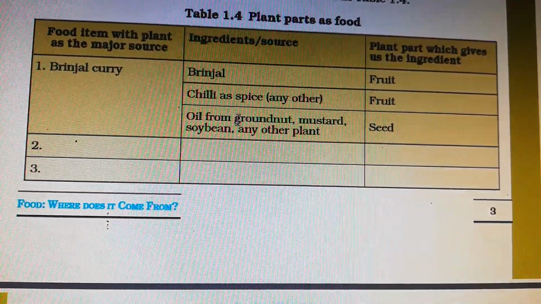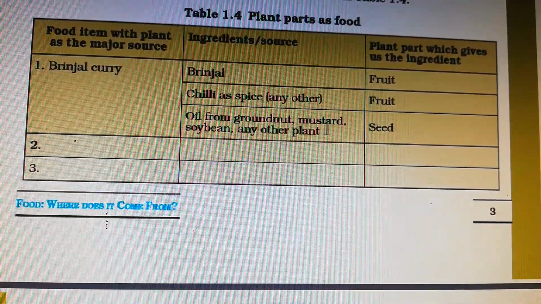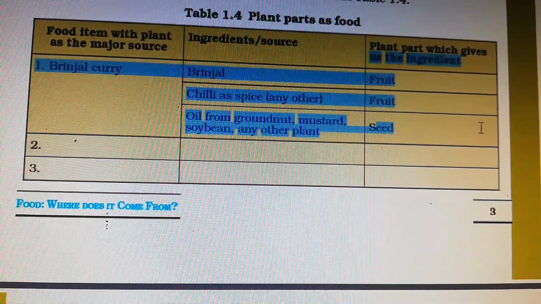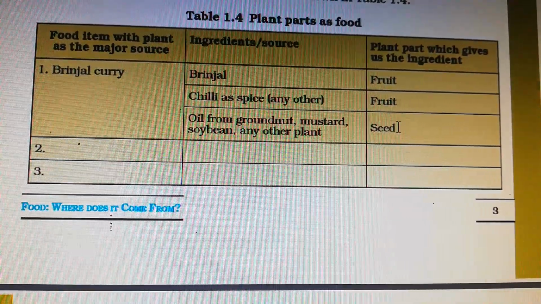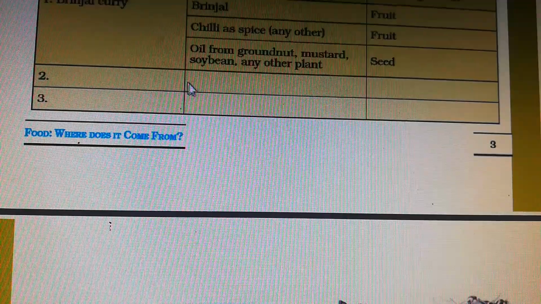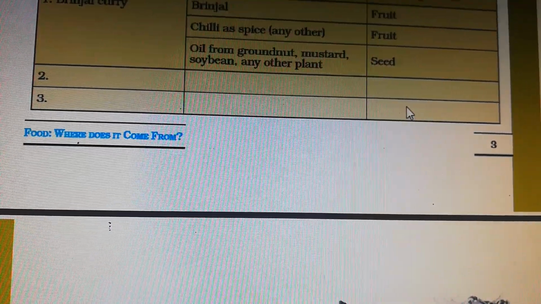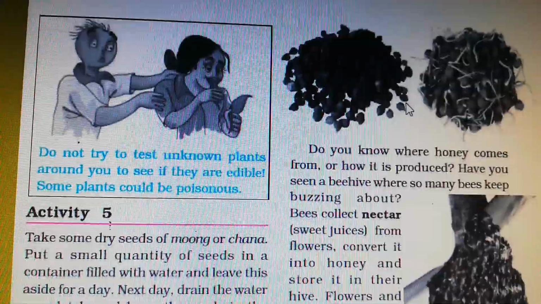Then oil from groundnut, mustard, soya bean, or any other seed plant, that is the seed part. From the seed part we get the oil. Similarly, you have to fill in different food items, their ingredients and the plant part which we eat.